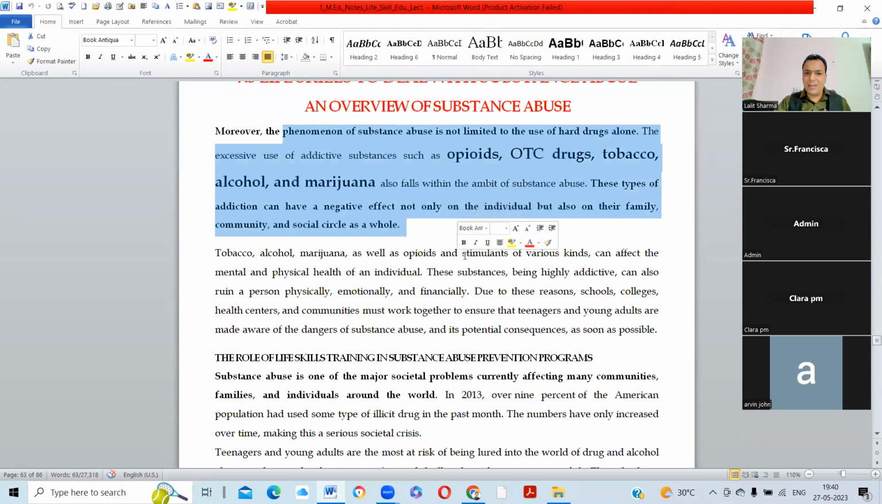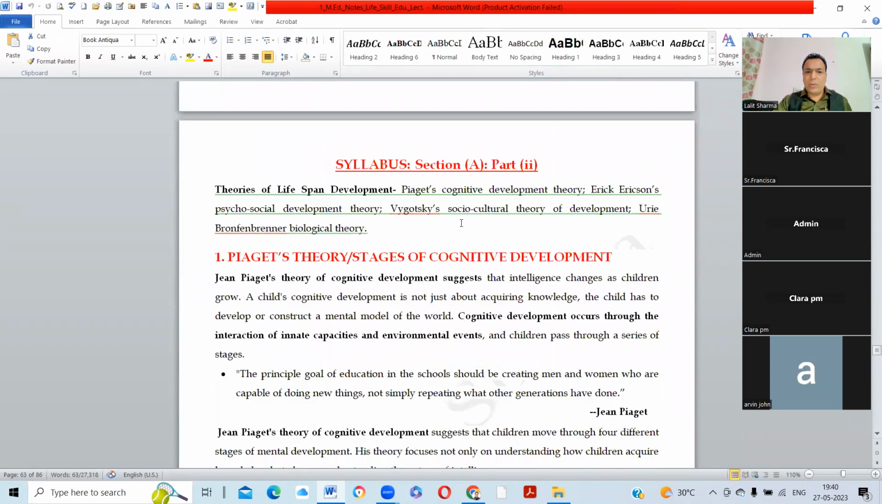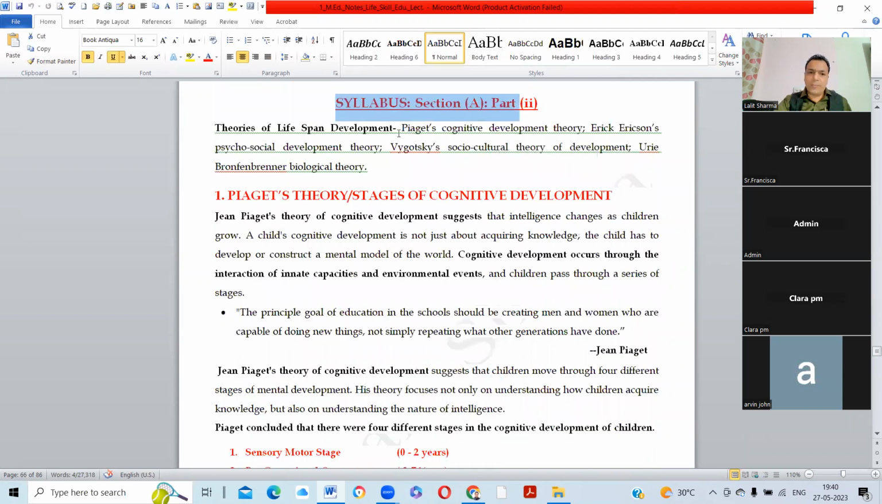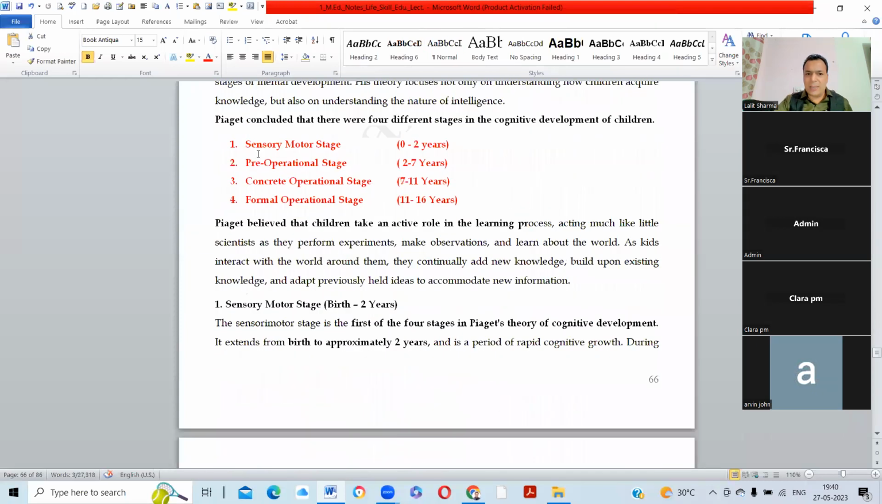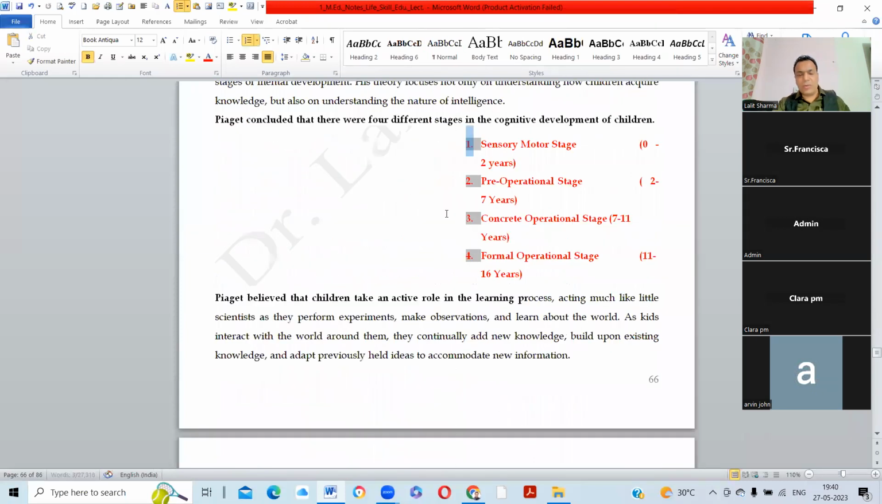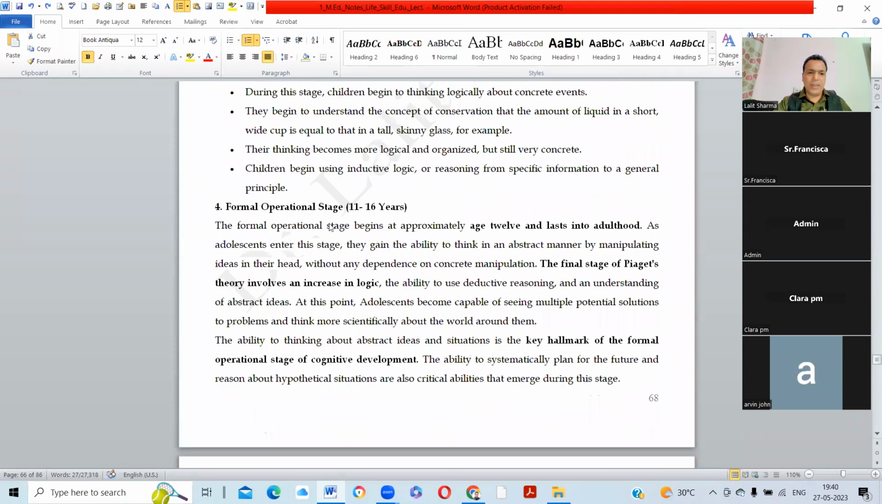See, all of this is totally how you can know that life skill education is necessary. Now in the syllabus there were 4 theories: Piaget's cognitive development, Erikson's theory, Vygotsky's, and the last one, the biological theory, right guys? Piaget's theory we have already discussed many times; it talks about 4 stages: sensorimotor, pre-operational, concrete, and formal stage. I have explained it.